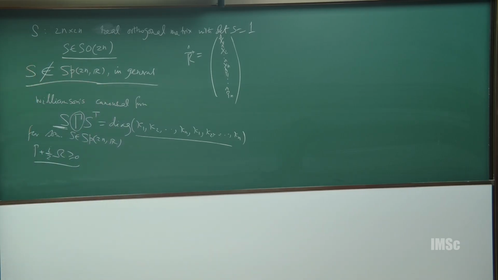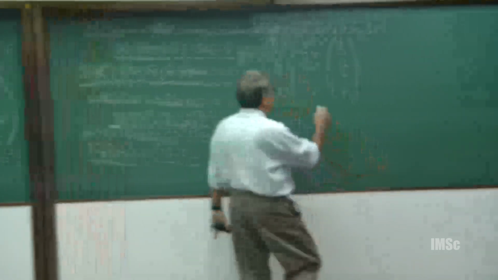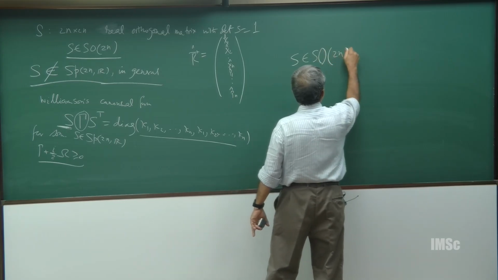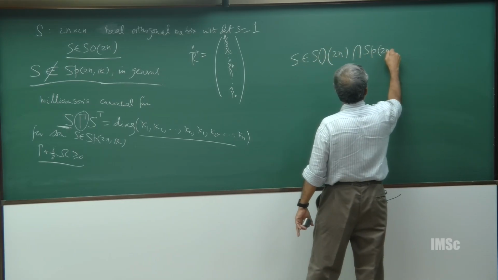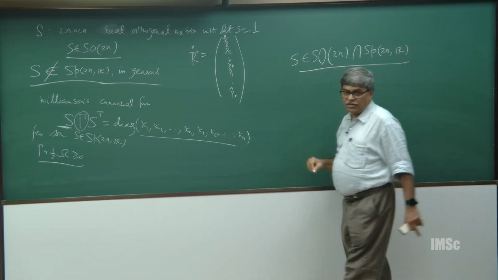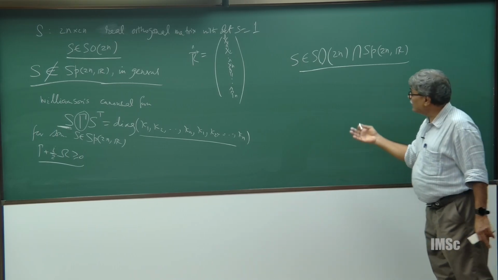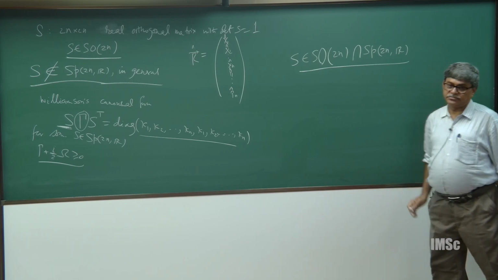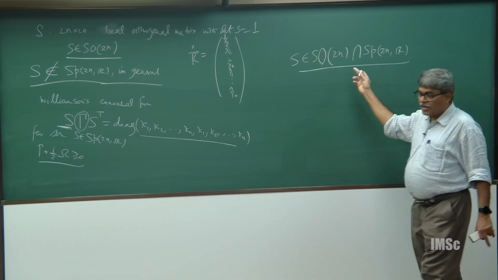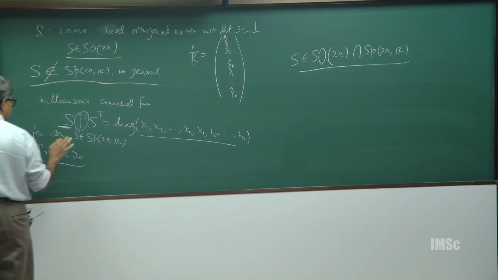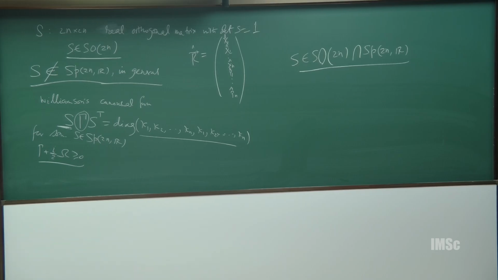So what we should look for is those elements which lie in the intersection of the two groups, those rotations which are also symplectic transformations. If we can manage to figure that out, that will be really good. So we actually need only one S, right? One S. Yes.